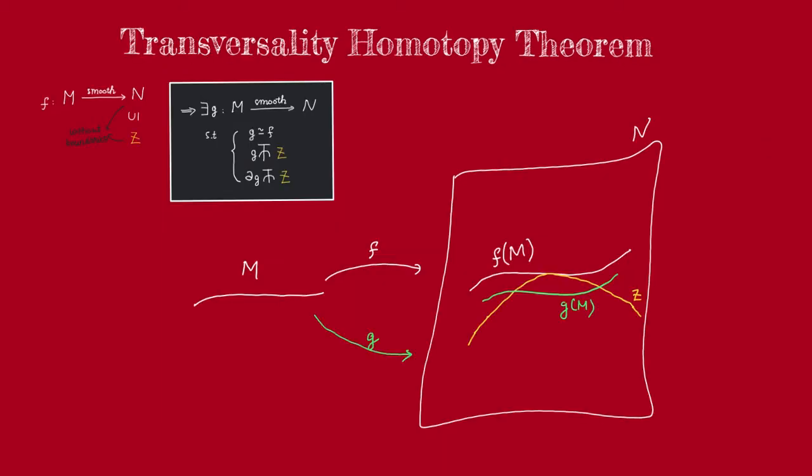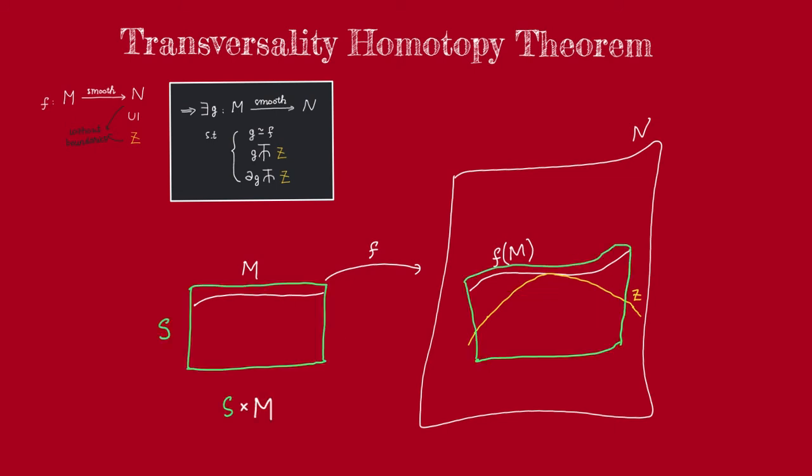Alright, so let's discuss the general idea of the proof. The first step of the proof is to extend the map F to a family of maps such that this whole family is transversal to Z. What do we mean by a family of maps? Well, we can take some smooth manifold S, and a smooth family of maps from M to N parametrized by S is just a smooth map on S times M.